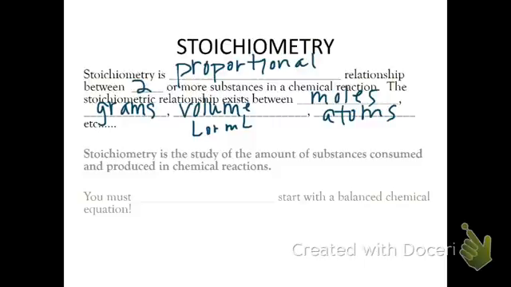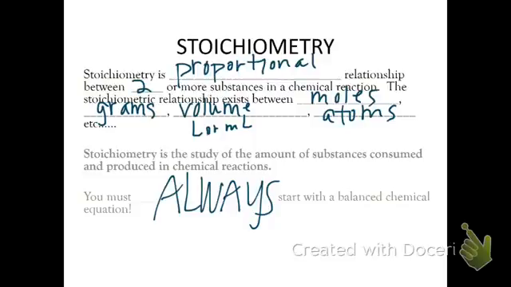And what's cool about it is if you have the balanced equation, you're going to be able to relate any one thing in that equation to anything else in that equation. Okay? It's the study of the amount of substances consumed and produced in chemical reactions. Okay? You must always, write it big, start with the balanced equation. You cannot do stoichiometry without the balanced equation.